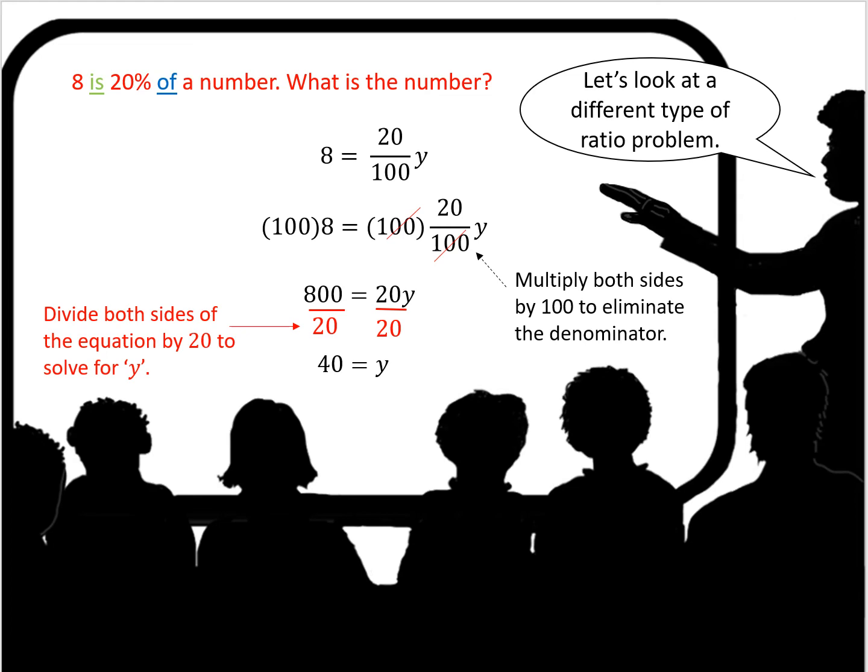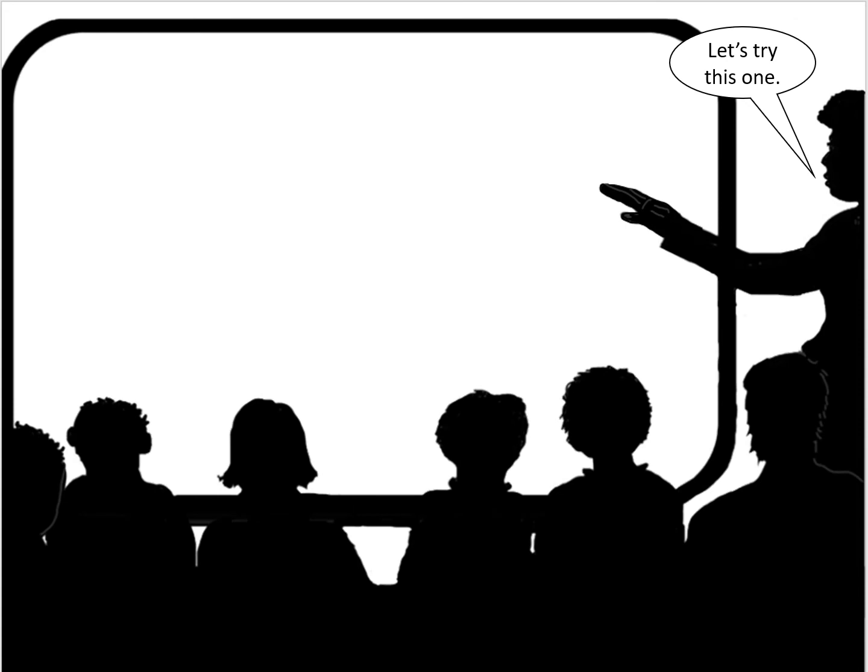So what is our number? Our number is 40. If I multiply 40 times 0.20, which is the decimal version of 20%, I should get 8. And I do. Let's try this one.